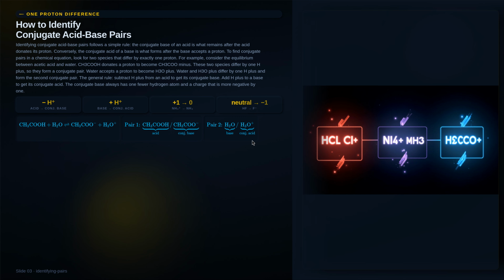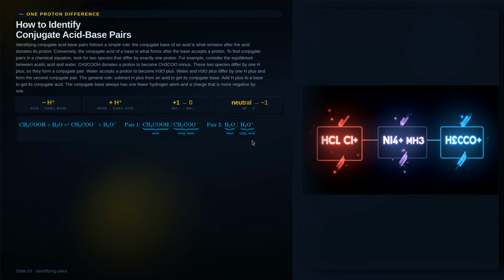CH3COOH donates a proton to become CH3COO-. These differ by one H+, so they form a conjugate pair. Water accepts a proton to become H3O+. Water and H3O+ differ by one H+ and form the second conjugate pair.